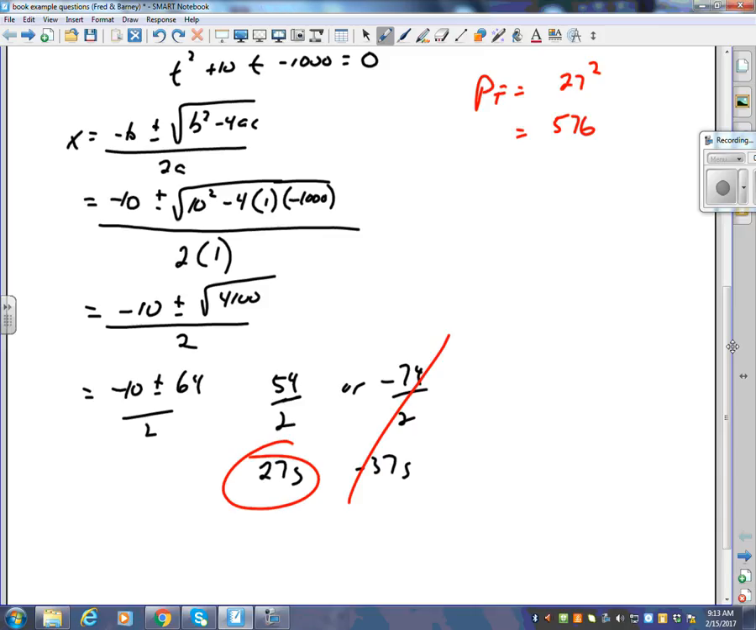What's the hardest part about this question? Yeah, like the setup, right? Once you get going on it, the math's not hard. It's the setup.